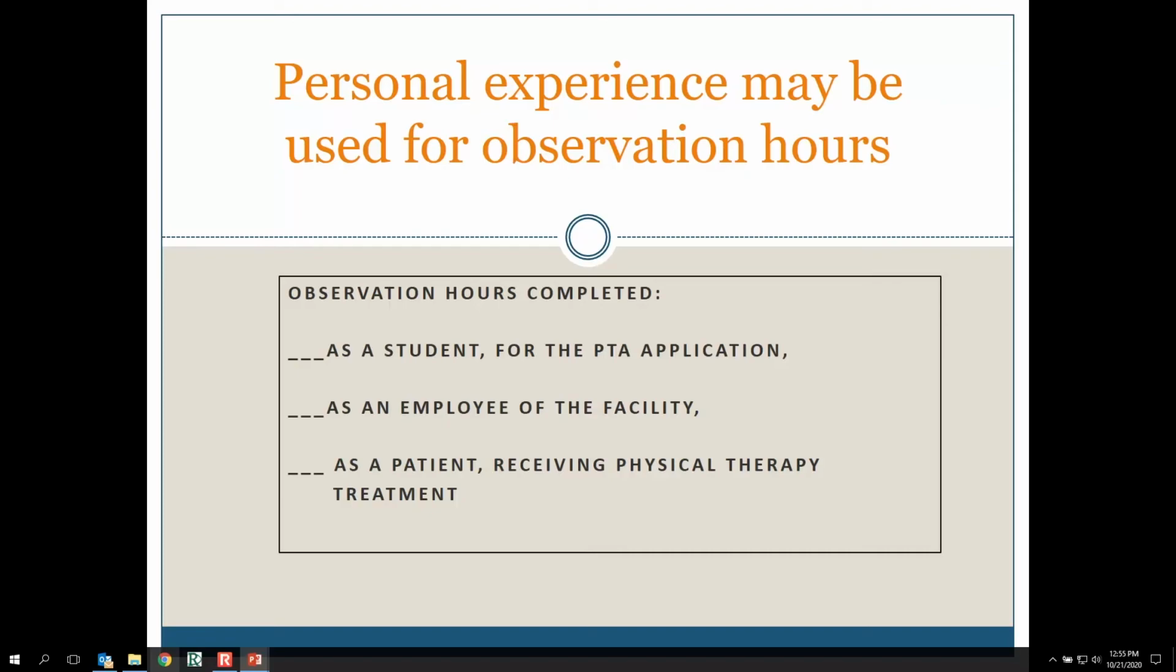So if you had therapy 15 years ago, you need to make sure that they remember who you are, which is probably, after 15 years, might not be very likely. So just use some common sense with that. It needs to be verifiable. If the admissions committee reaches out to the facility and asks if so-and-so has done observation hours there, they can say, yep, I remember that. Plus, it has to be signed and verified by that personnel anyway.